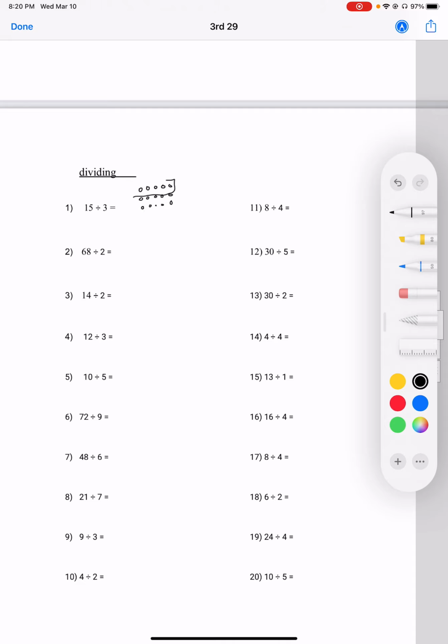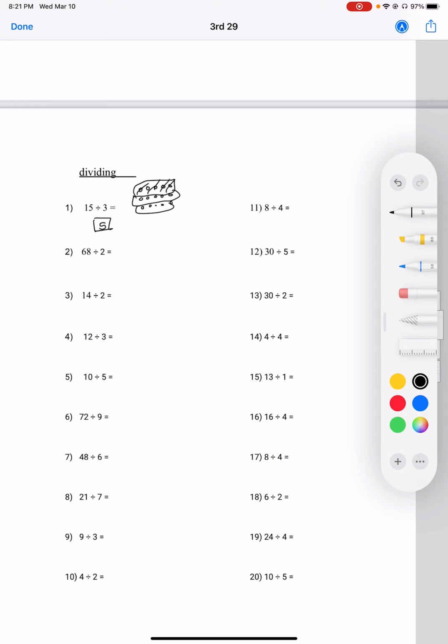So this is one group, this is one group, and this is one group. So we've divided them into 3 equal groups and we just count how many are in a group. So 1, 2, 3, 4, 5. There's 5 in a group, which means that the answer would be 5. Same thing goes for the rest.